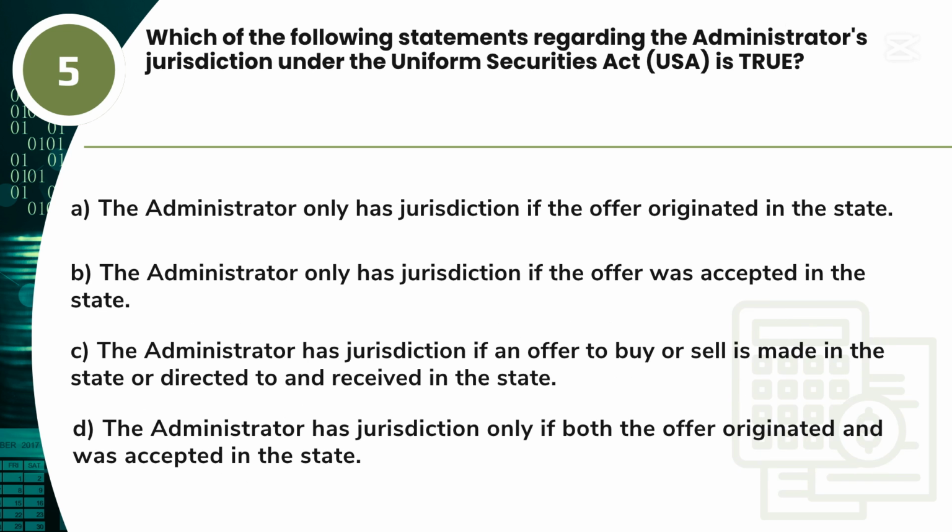Question 5. Which of the following statements regarding the administrator's jurisdiction under the Uniform Securities Act, USA, is true? A. The administrator only has jurisdiction if the offer originated in the state. B. The administrator only has jurisdiction if the offer was accepted in the state. C. The administrator has jurisdiction if an offer to buy or sell is made in the state or directed to and received in the state. D. The administrator has jurisdiction only if both the offer originated and was accepted in the state.